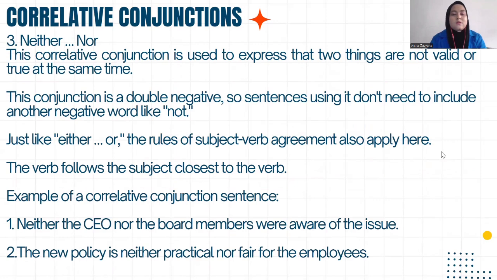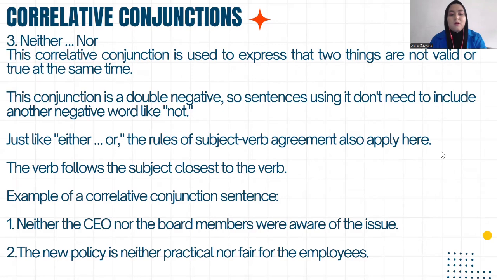And the third one is neither nor. This correlative conjunction is used to express that two things are not valid or true at the same time. This conjunction is a double negative. So the sentence using it doesn't need to include another negative word like not. Just like either or, the rules of subject-verb agreement also apply here. The verb follows the subject closest to the verb.